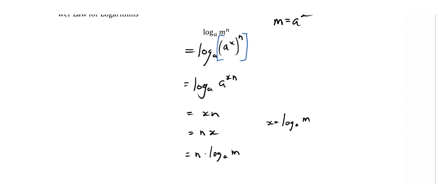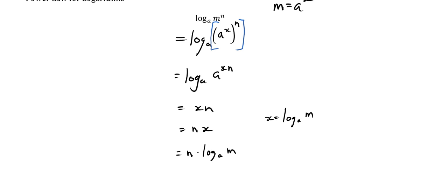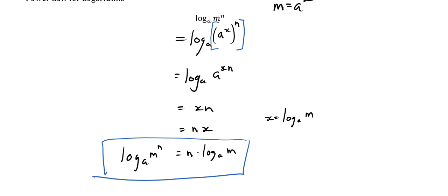And all of this came from that top line. It was just equals, equals, equals all the way down. So this is log base a of m to the exponent n. And look, there you have it. That's the property that we wanted.